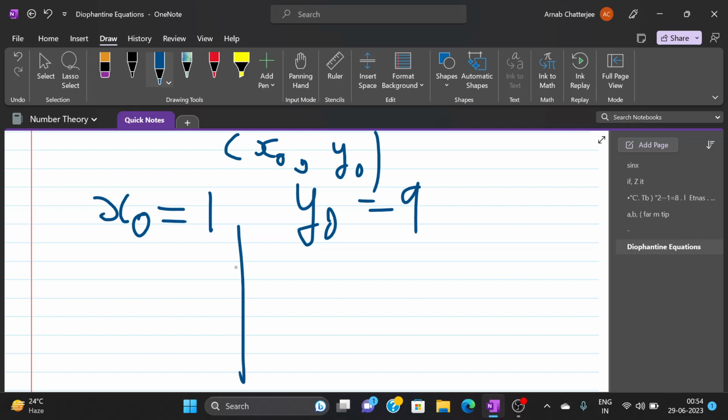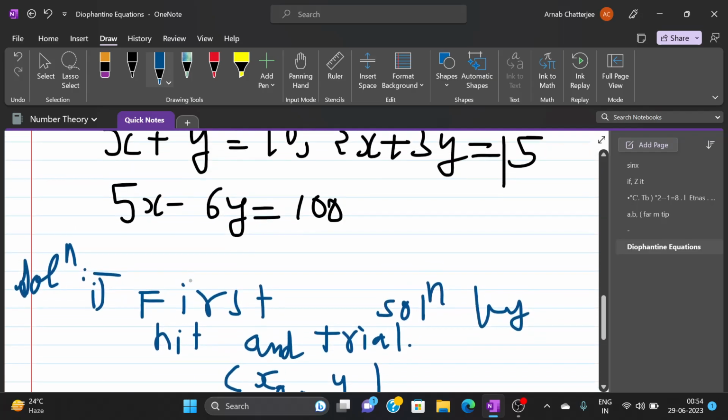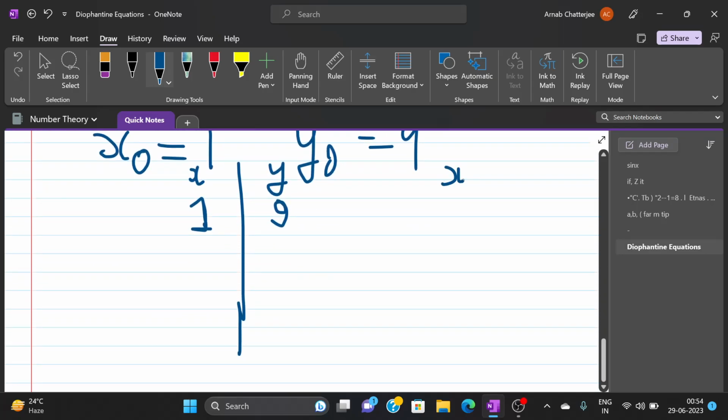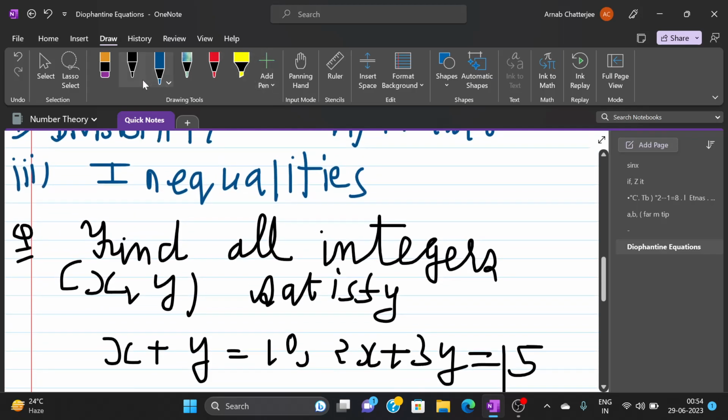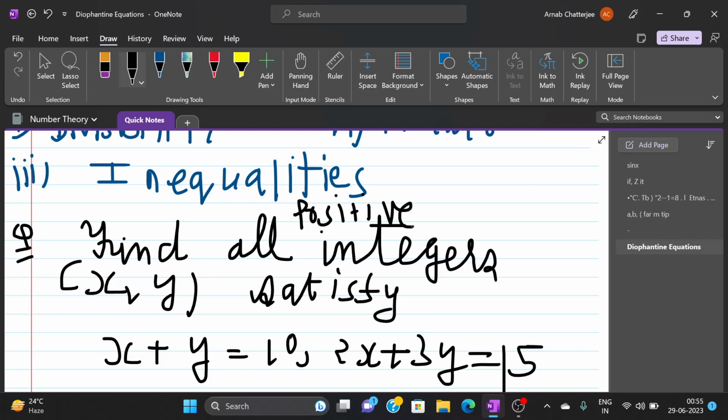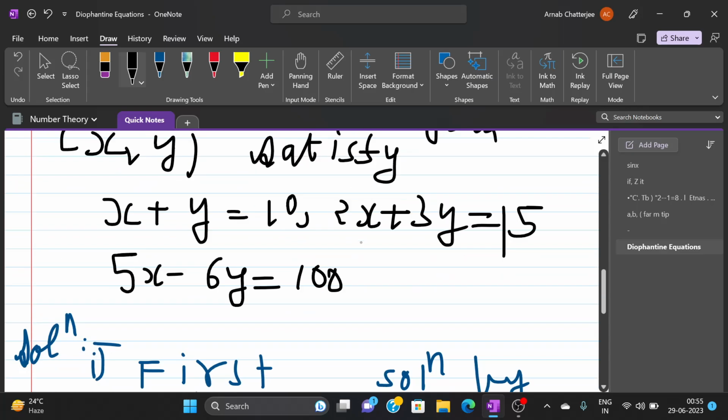So we have the solution pair starting from 1 and 9. Now we will apply a technique. We have the equation x plus y equal to 10. Now if we see, y can be given by 10 minus x. Since this is a small equation, we can list out all the integer solutions very easily. Or let us say, find all positive integer solutions. All integers would be a big domain; they will be infinite. So let us say find all positive integers that satisfy this.